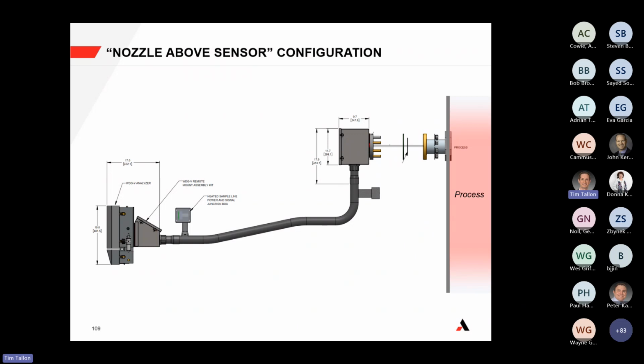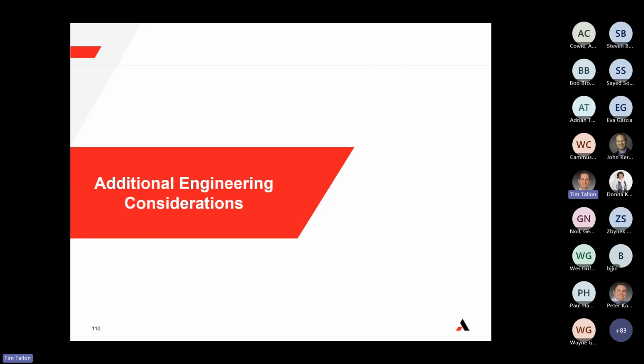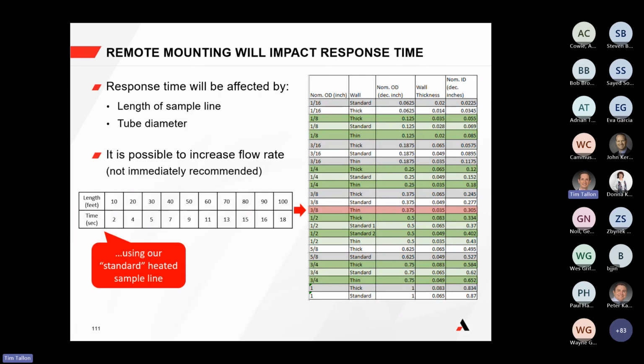Now, we talked a lot about this. Now, what are some other additional engineering considerations? This is something that I'm seeing in some of the questions right now. There are 3 that I have. There could be more, but for right now, the first thing that comes to mind is that remote mounting will impact the response time to some effect. By how much really depends on the length of the heated sample line and the tube diameter.